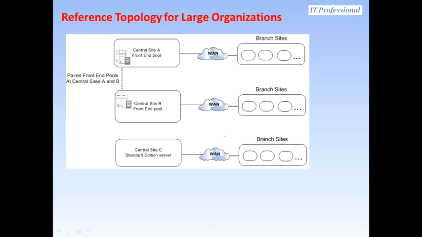Reference topology for large organizations. Okay, we have here central site A, front-end pool, and central site B, front-end pool. Those are paired front-end pools at central sites A and B. Front-end pools are paired to enable disaster recovery. The front-end pools at Site A and Site B are paired with each other to provide disaster recovery support.